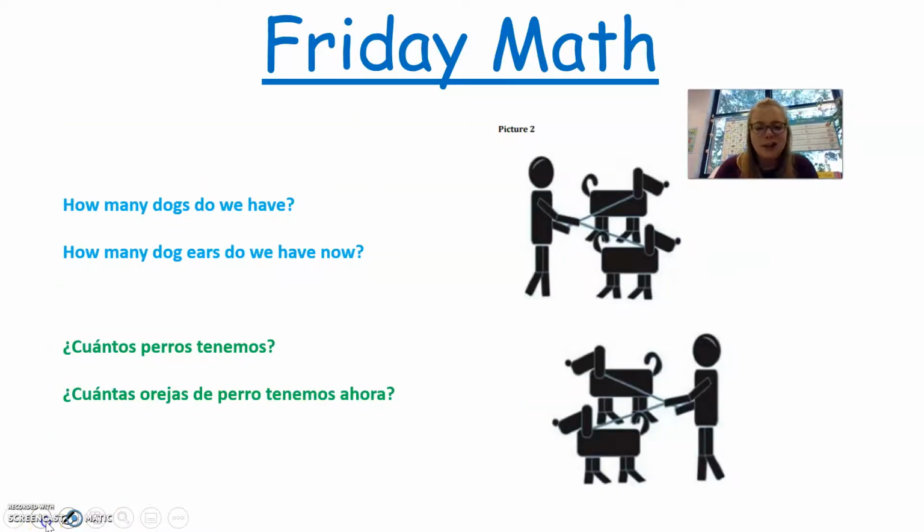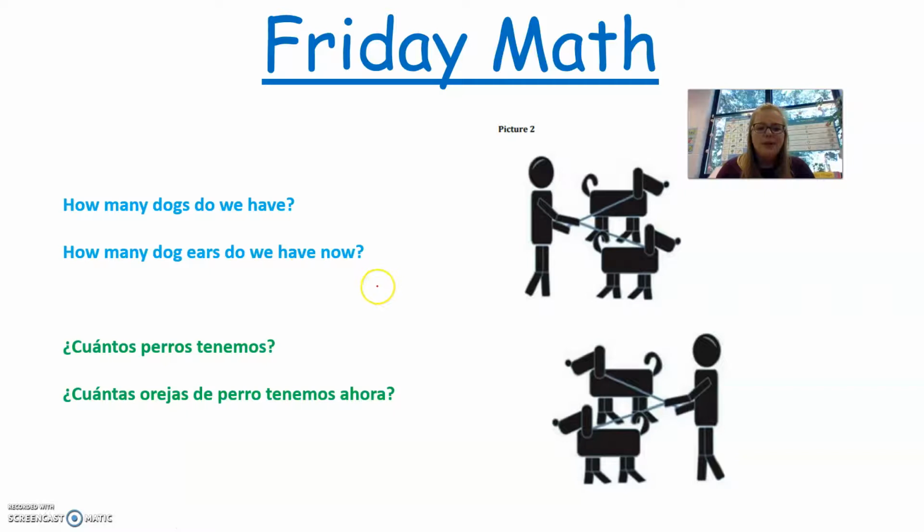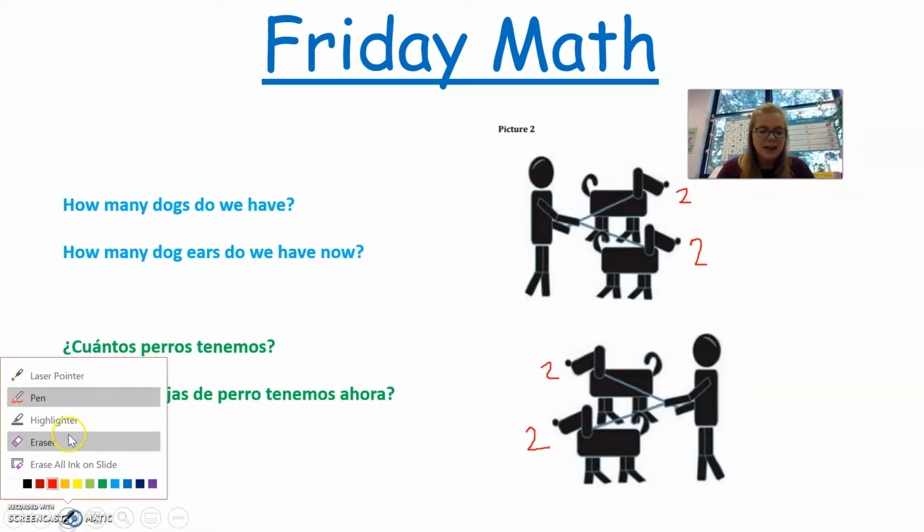Alright, next picture. How many dogs do we have now? We have 1, 2, we have 4 dogs now, right? There it is. So we have 4 dogs altogether. How many ears do we have now, do you think? So this dog has 2. And then we're going to count by 2s, right? Each dog has 2 ears. So altogether we have 2, 4, 6, 8 dog ears, right? So we counted by twos.